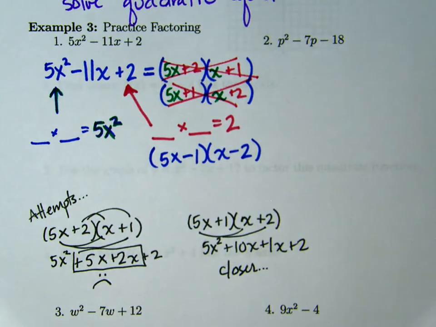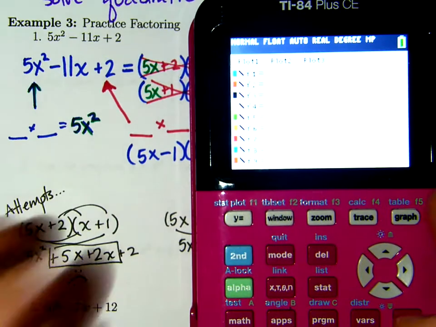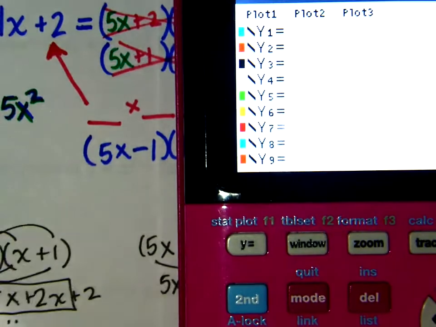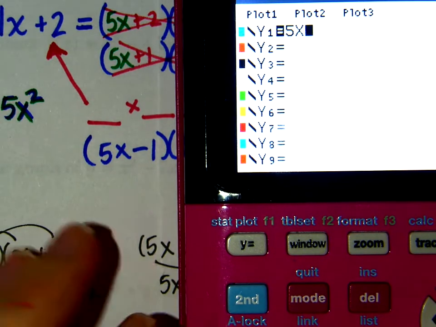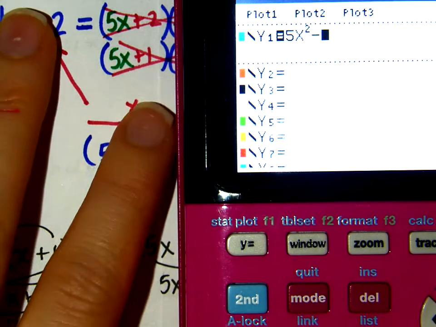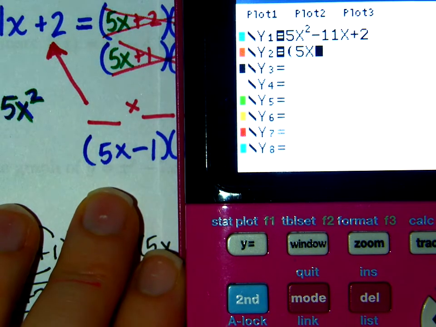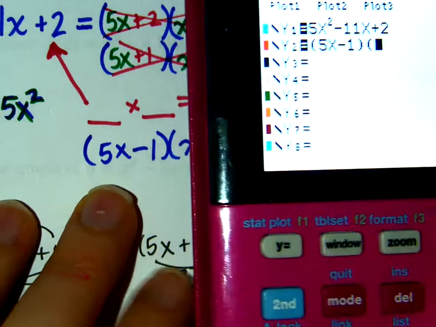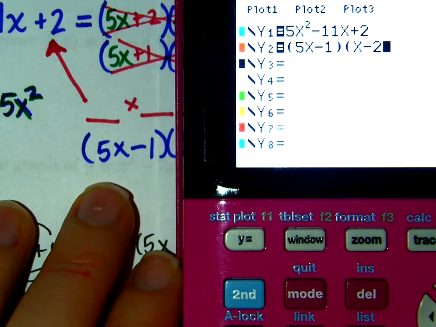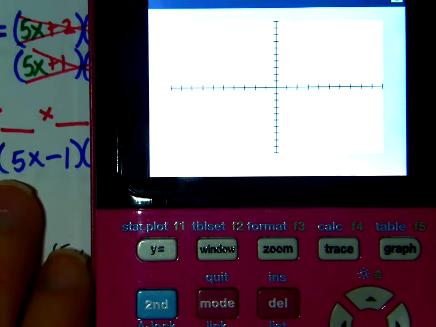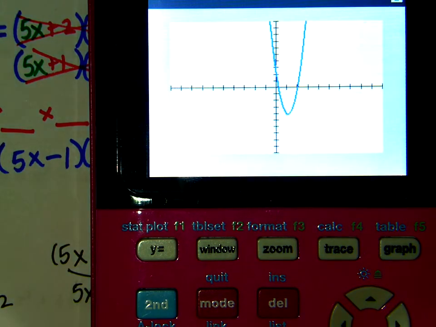And then, of course, we go back to our graphing calculator, and we say, did I factor right? Okay, so in y1, I'm going to put 5x squared minus 11x plus 2. And in y2, I'm going to put the quantity 5x minus 1 times x minus 2. And graph. Super! So they perfectly match up, and that means we did our job correctly.